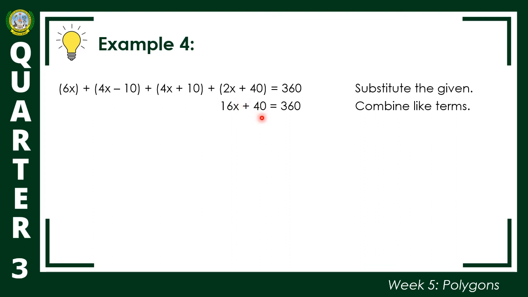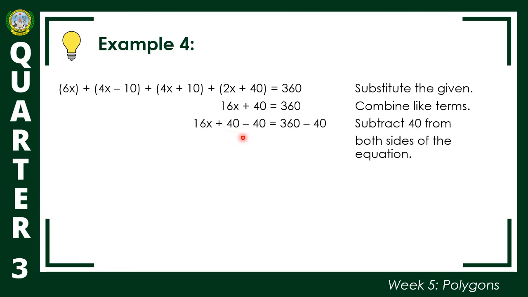Next is to isolate 16x by removing positive 40. And we can do that by subtracting 40 from both sides. So, that's APE. Magiging 16x plus 40 minus 40 equals 360 minus 40. So, makakancel na ulit yung 40 dito sa left side. Ang matitira na lang ay 16x, and 360 minus 40 is 320.